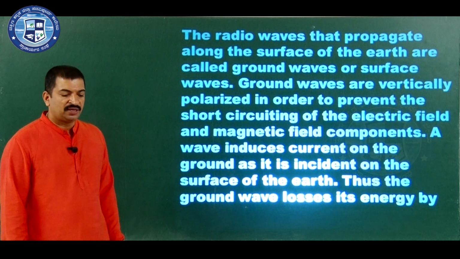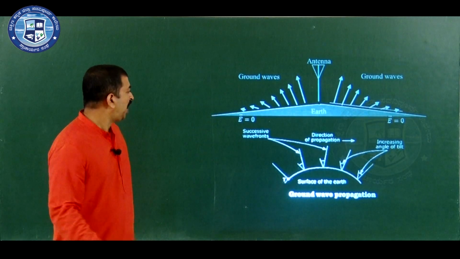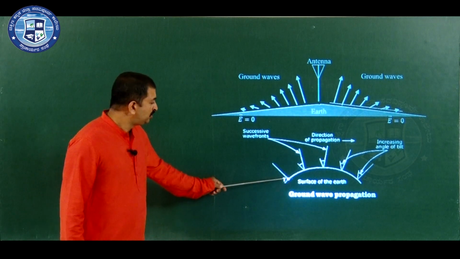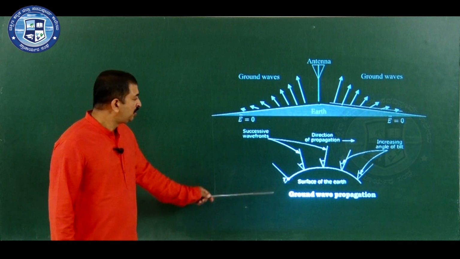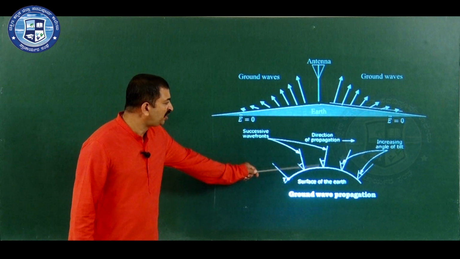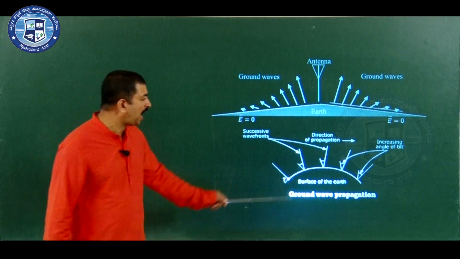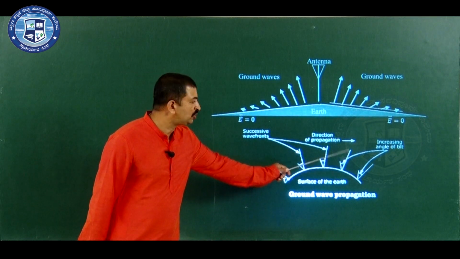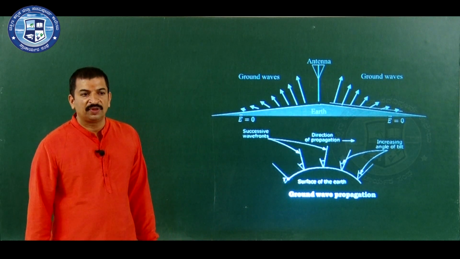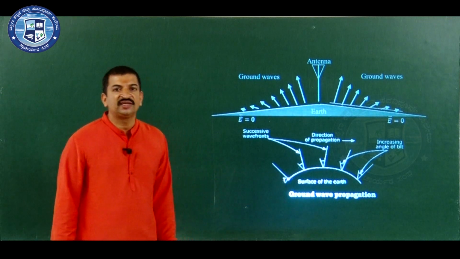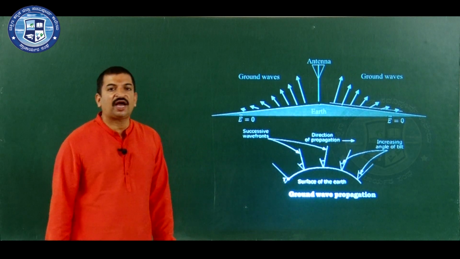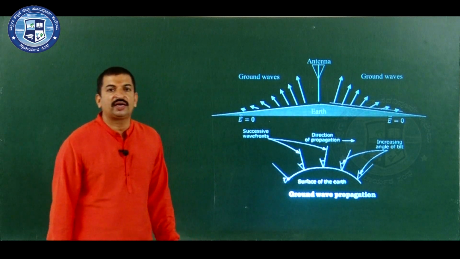And another reason is, as the ground wave is incident on the surface of the Earth, the reflected ray bends slightly from the normal. Now, as the wavefront is incident on the surface of the Earth, the angle of incidence, also known as the angle of tilt, goes on increasing as the wavefront propagates along the surface of the Earth. If the wave is incident on the surface of the Earth several times, this angle of tilt goes on increasing.